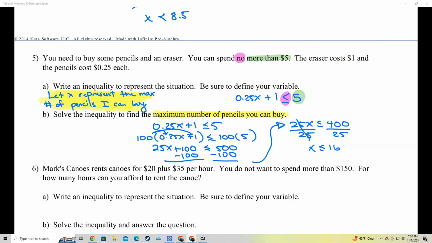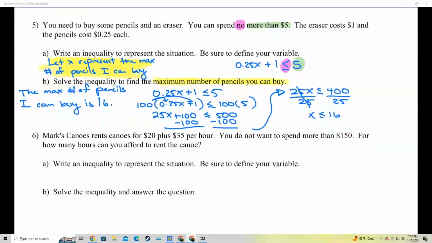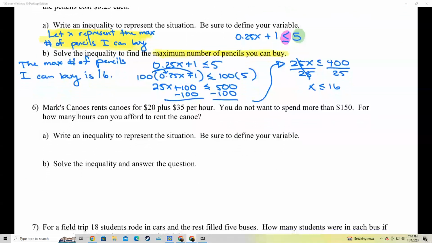What does that mean? That means the max number of pencils I can buy is 16. Like I can buy 15 pencils, I can buy 14, I can buy 13, but the max, my x needs to be less than or equal to 16, which means I can get 16.